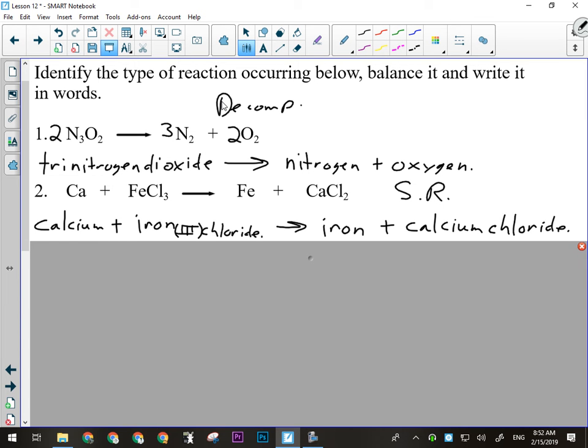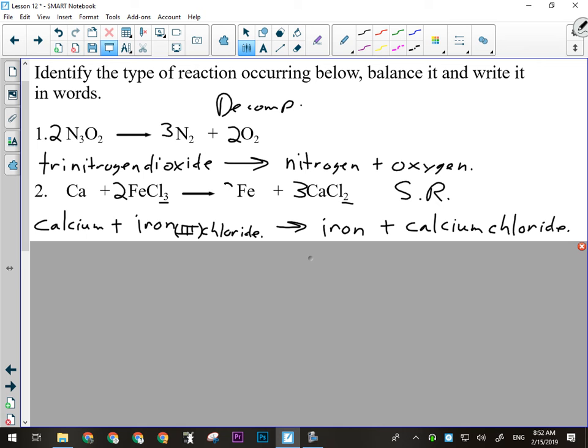All right, now I need to balance. The only thing that's out of balance right now is chlorine, so I'll start with that. On the reactant side, there are 3, and on the product side, there are 2. We just had that 3-2 problem, so 6 is the lowest common multiple. So I'm going to put a 2 here. That'll give me 6. I'll put a 3 here. That'll give me 6.